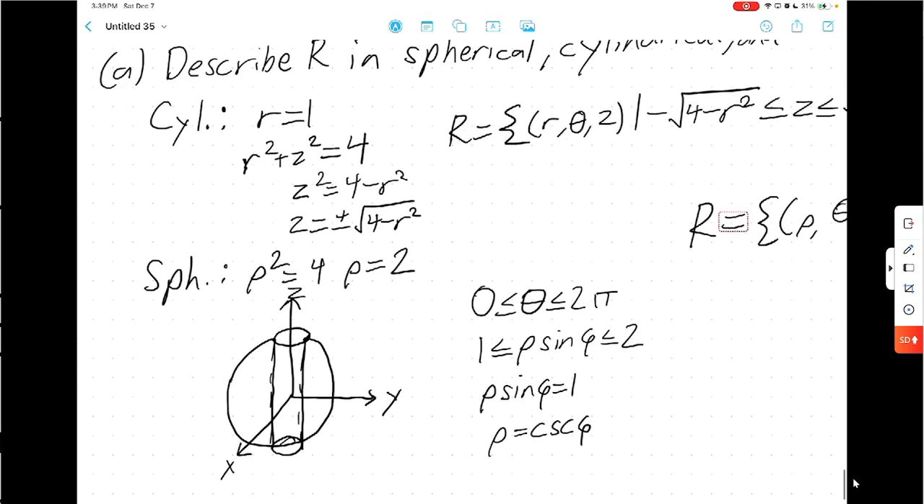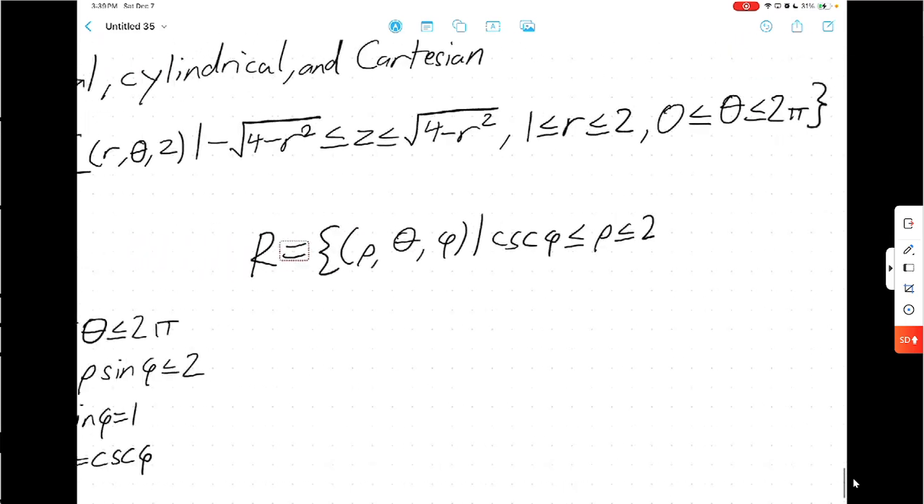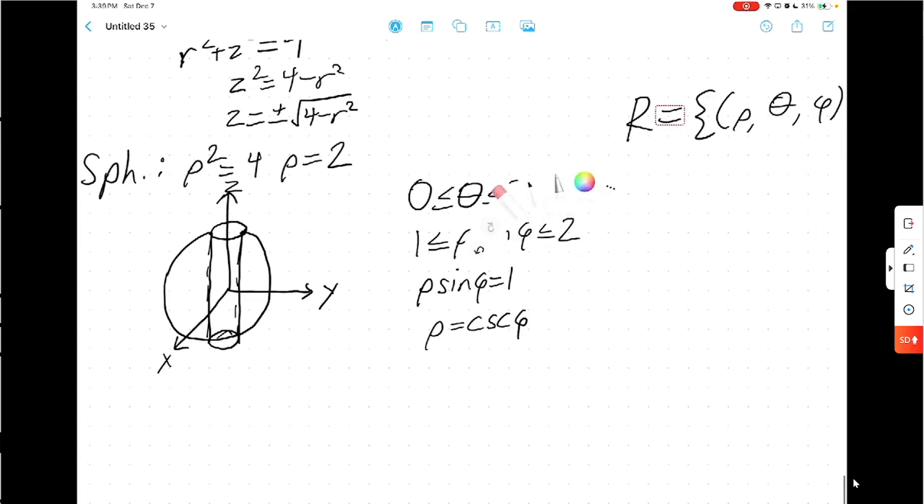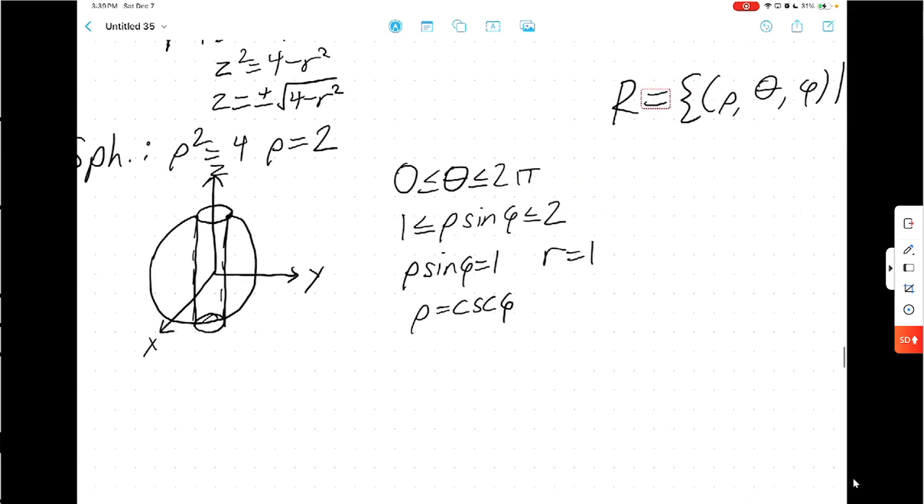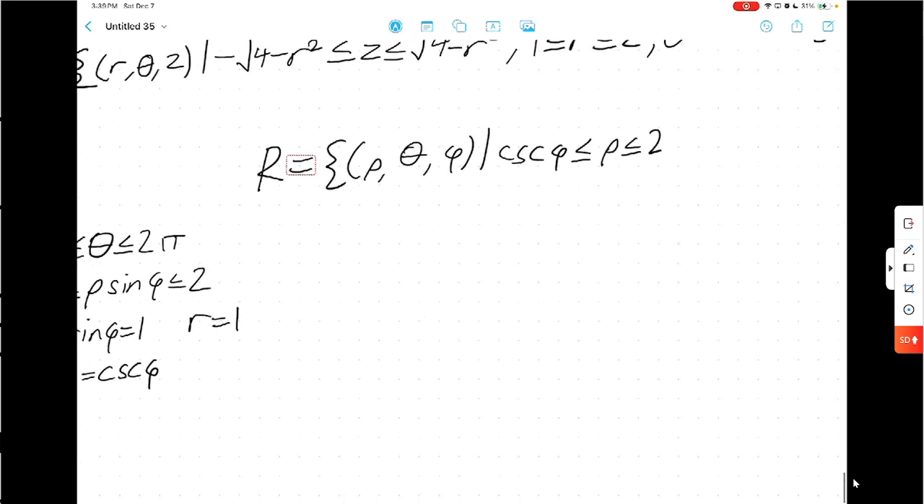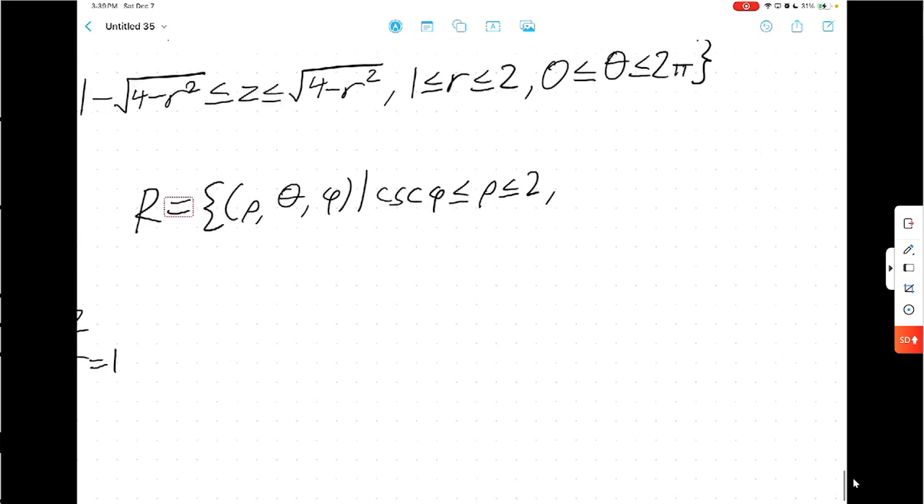The cosecant phi is coming from the cylinder, because the cylinder was originally defined as r equal to 1, and r is equal to rho sine phi, so we have rho sine phi equals 1. Therefore rho is equal to cosecant phi. So we have cosecant phi less than or equal to rho, which is less than or equal to 2.